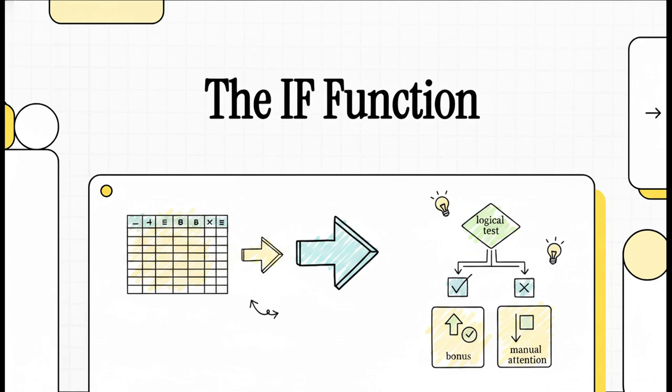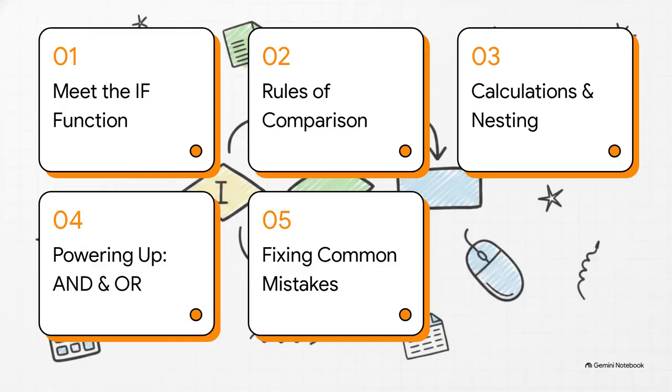Let's get into it. So here is our quick roadmap for today. First, we'll meet the IF function. Then we'll cover the rules of comparison. Third is performing calculations and nesting. Fourth, we're powering up with AND and OR. And finally, number 5, fixing common mistakes.